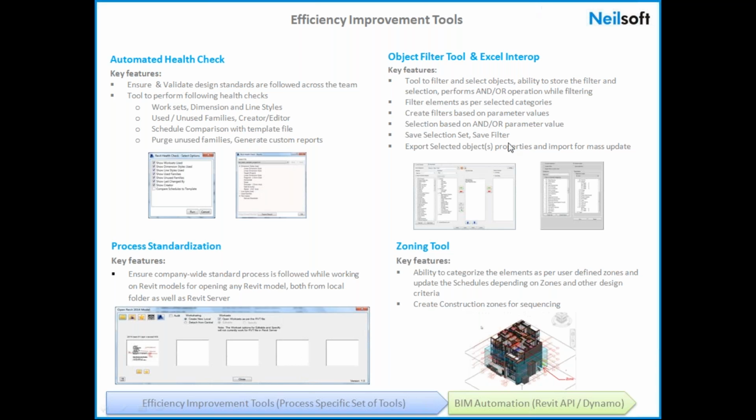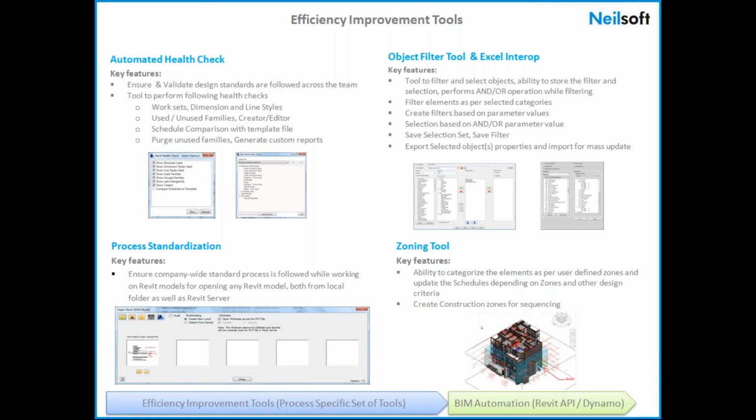Or other tools like this object filter and Excel interoperability, where we can filter out objects based on category and specific properties. So I can filter out, let's say, all doors with a width of 900 millimeters and so on. Then I can also create filter sets of the objects that I have filtered, and based on that, I can apply various operations to these filtered objects that have been created.